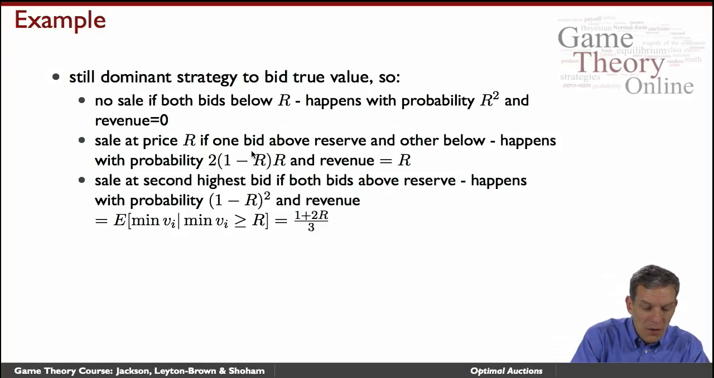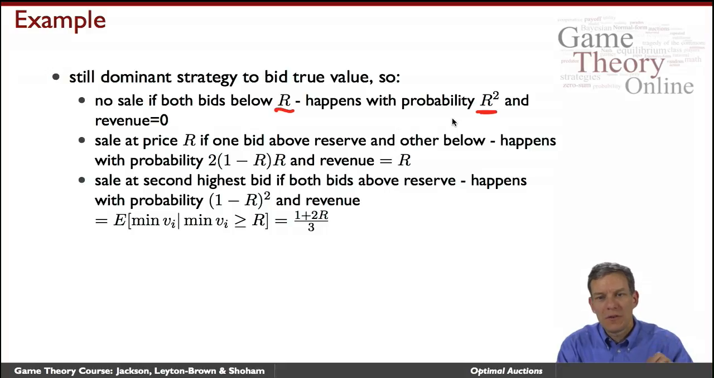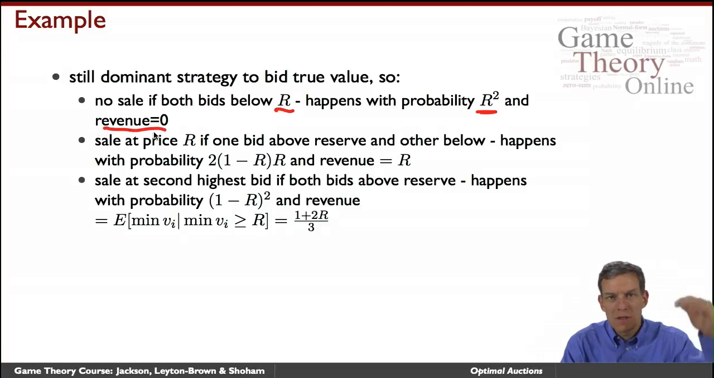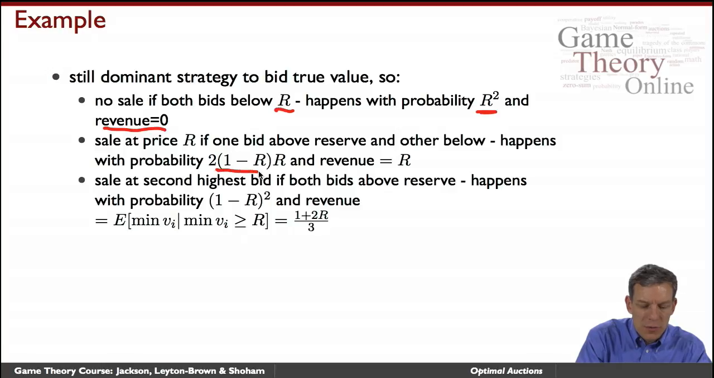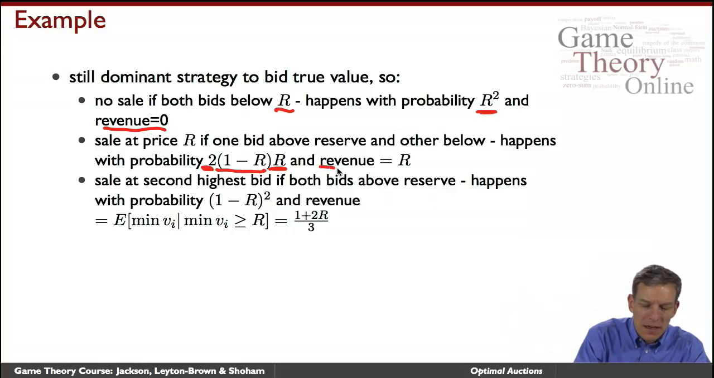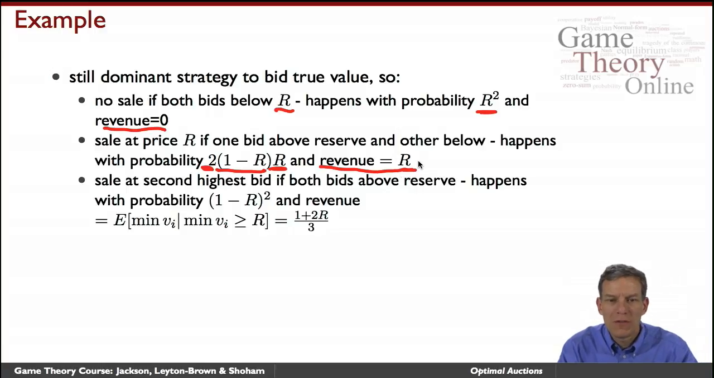So if both bids are below R, that's going to happen now with probability R squared, because people are bidding truthfully. With independent draws of a uniform distribution, the probability that any one of them is below R is R, so the probability that both of them are below is R squared. In that case, the revenue is 0. The chance that one's above and one below: the chance that one's above is 1 minus R, the other one's below is R, and it can happen in two different ways in terms of which bidder is above and which is below. In that case, the second highest price is the reserve price, and that's the revenue.